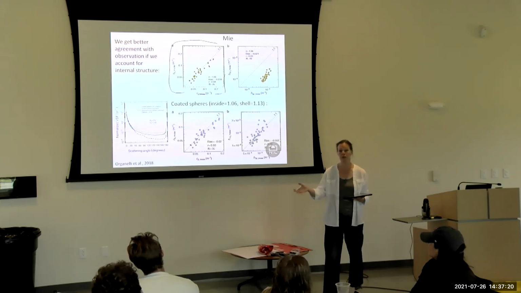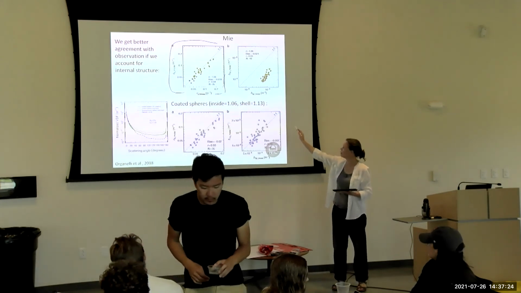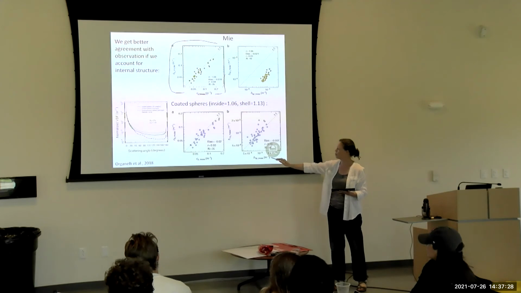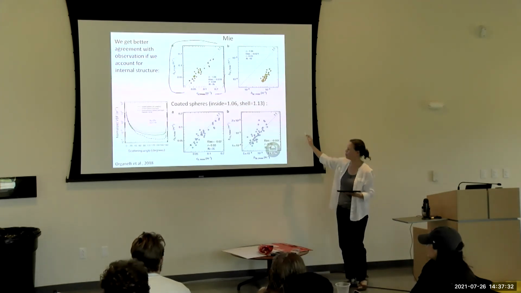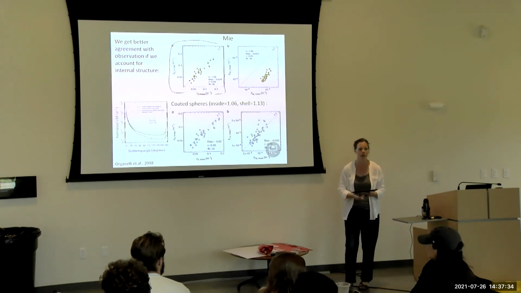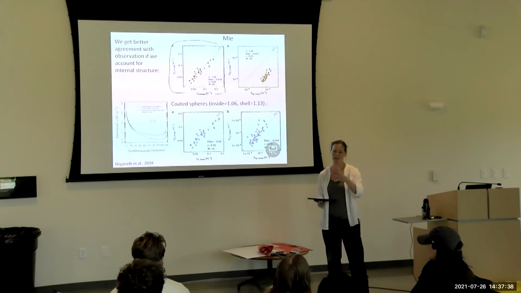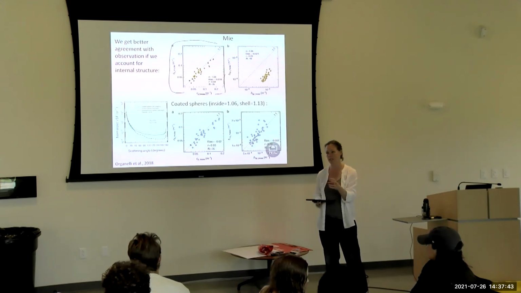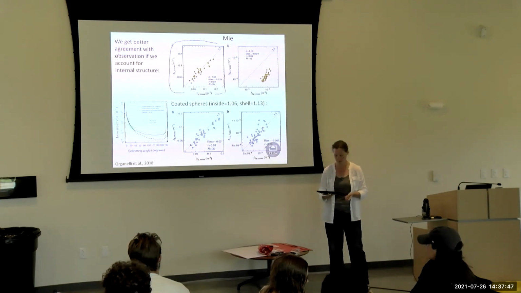However, if you use a coated sphere model and tune the inside of the cell and the outside of the cell to reproduce the observed beam attenuation, you also reproduce the observed backscattering. So this is another result where modeling the structure of cells, modeling the outside of it and the inside of it separately, seems to increase the agreement with observations.